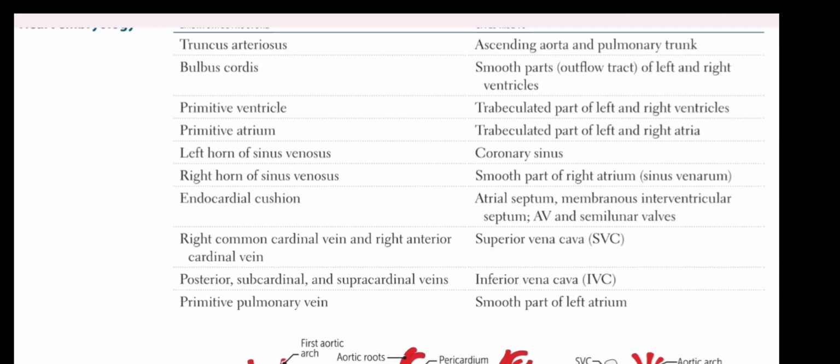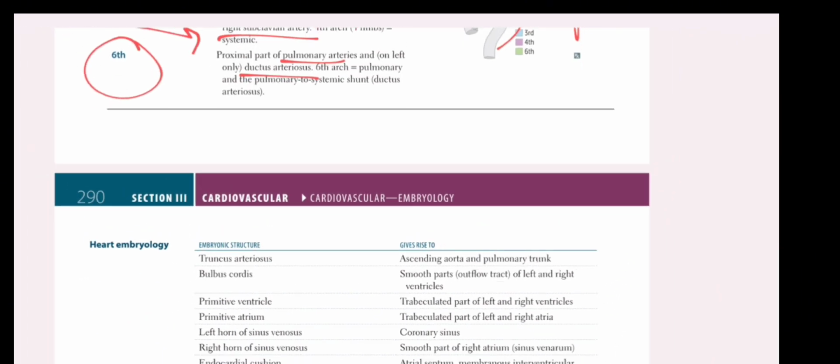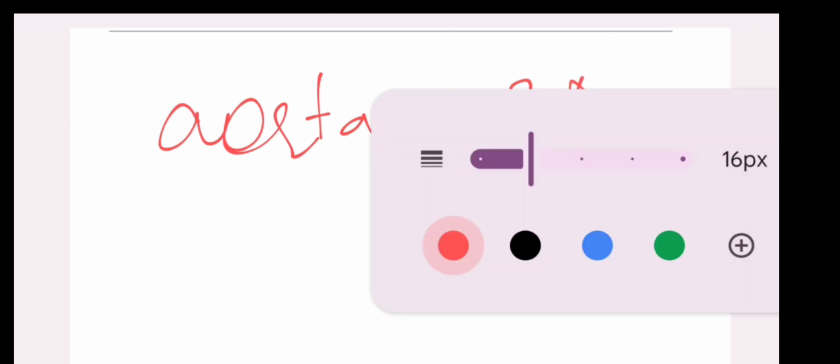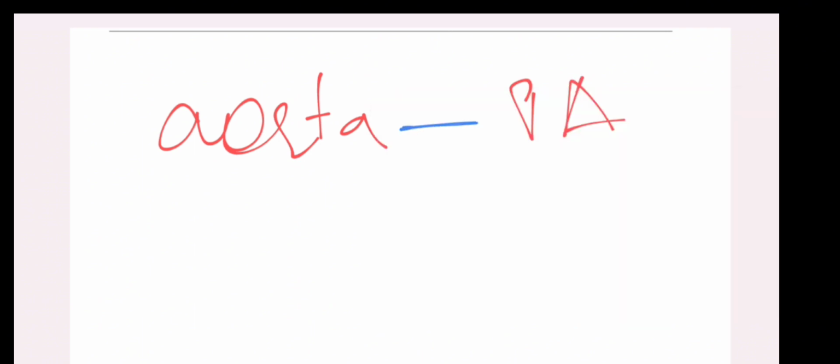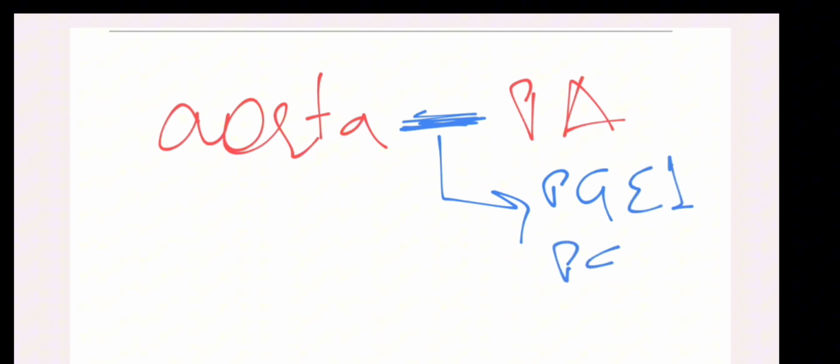So we need to know what is ductus arteriosus. Ductus arteriosus is basically a communication between the aorta and the pulmonary artery that is kept patent during the embryological life with the help of prostaglandins. So prostaglandin E1 and prostaglandin E2 are the major prostaglandins that help to keep this ductus arteriosus, that connection between the aorta and pulmonary artery, patent.